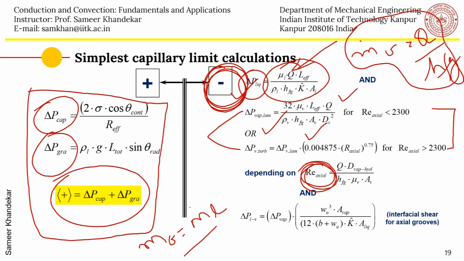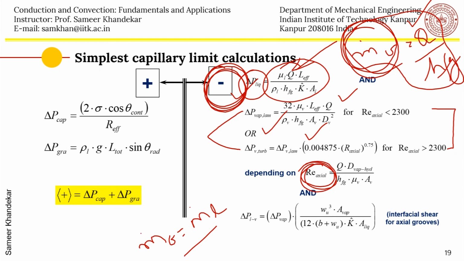So essentially what is clear is that after a particular while, the Q increases to such a value that the pumping heads are not able to keep up. Up to equality is fine. So far as the left hand side is greater than the right hand side, the heat pipe will operate. As soon as it becomes less, there will be a dry out. This is the main message.